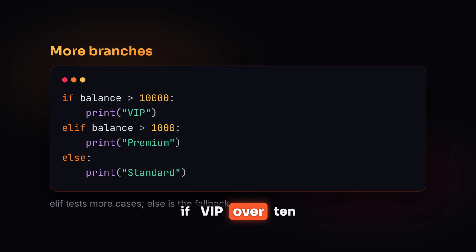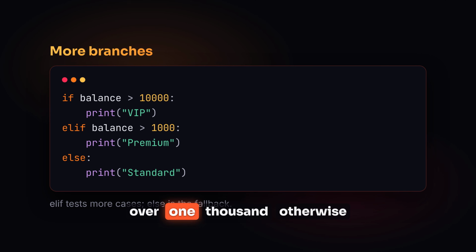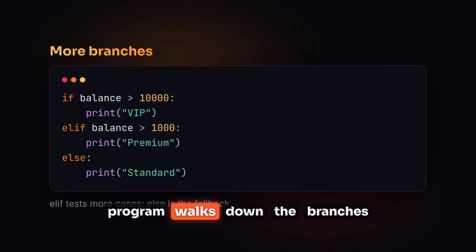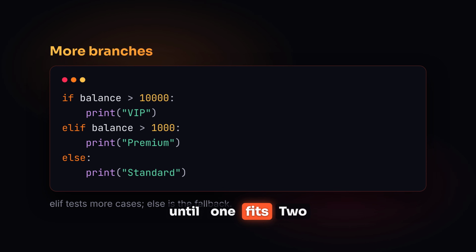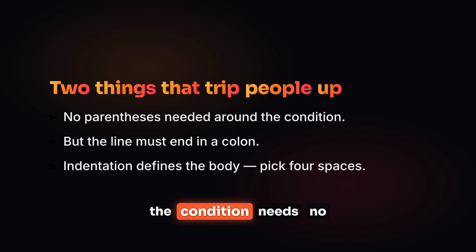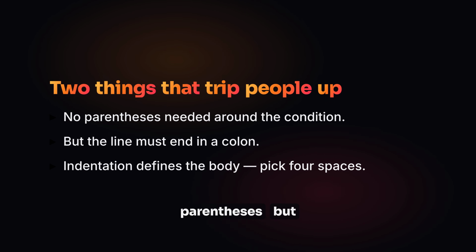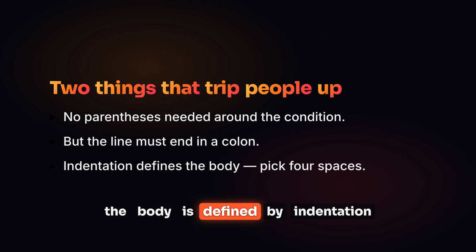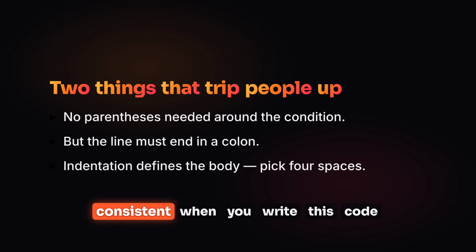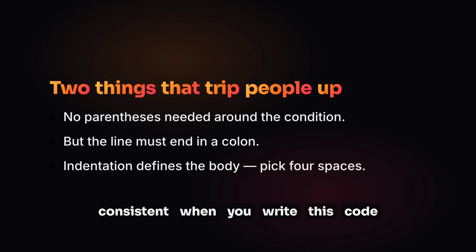So if VIP, over 10,000; premium, over 1,000; otherwise standard. The program walks down the branches until one fits. Two things that trip people up. The condition needs no parentheses, but the line must end in a colon. And the body is defined by indentation, not braces. So pick your spaces and stay consistent when you write this code.